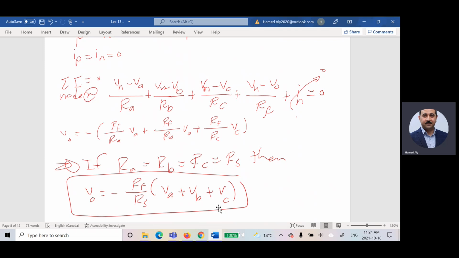So what we studied today, we studied only 2 applications of the operational amplifier, the inverting and the summing. Next class, I will continue talking about different applications for the operational amplifier, like the non-inverting operational amplifier and the difference operational amplifier.